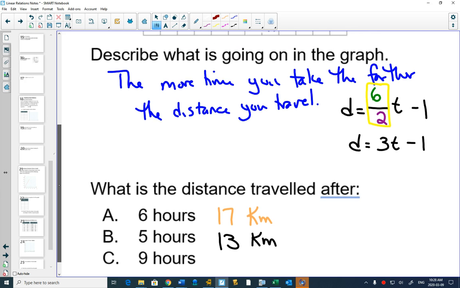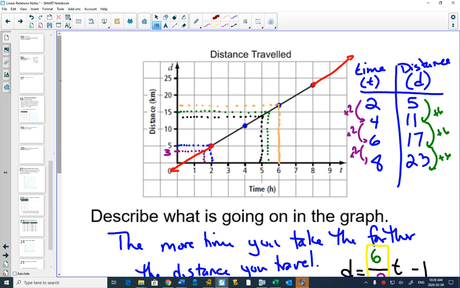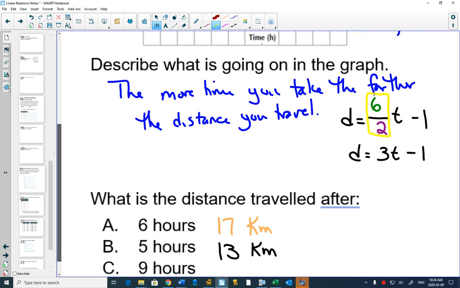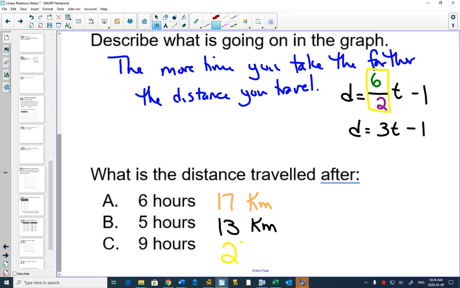And 9 hours, bright yellow. 9 hours hits the red line. It's like at about maybe 27. Boy, writing in yellow, I think you guys would be like, is that hard to see a little bit? Wow, it's hard to see on my computer.